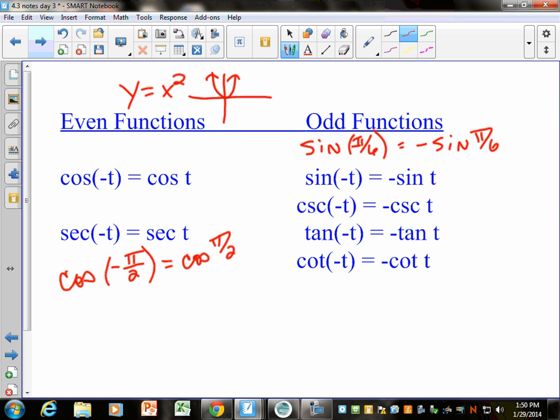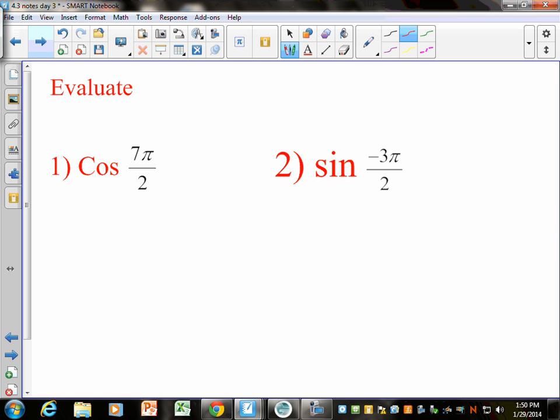It's good. So I think I have a couple examples here. Are these on your paper? I don't think I've given you these yet. I think that's the big hunk of homework that's left from this section.